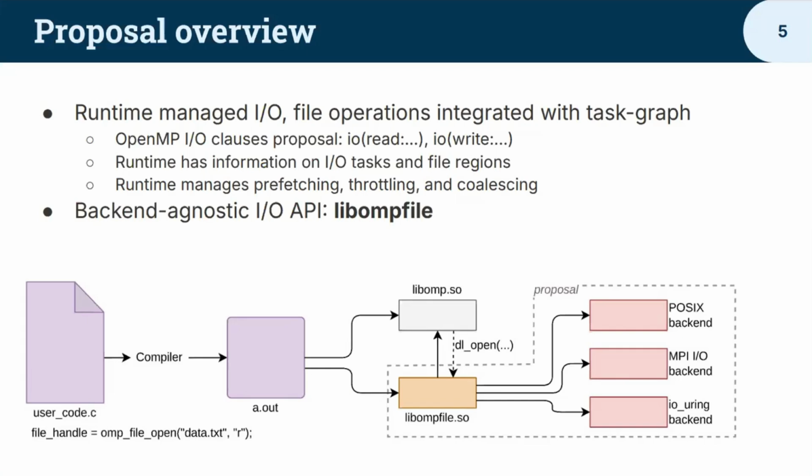And to do that, we provide to the OpenMP library this libompfile backend agnostic layer. So just as an example, here we have the user code, let's say the user calls omp_file_open. And we want that to be backend agnostic, so that call is going to go through libompfile.so. That's going to give you an opaque pointer to reference that file. We have two advantages here. The first is that the libomp library only has to deal with this single interface. And the second thing is that we can have different backend implementations to provide the file access.